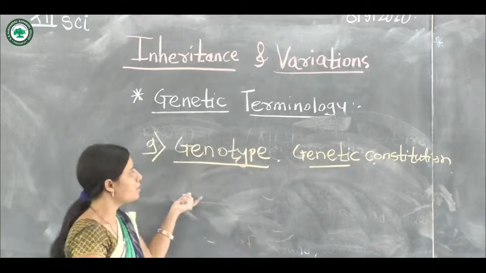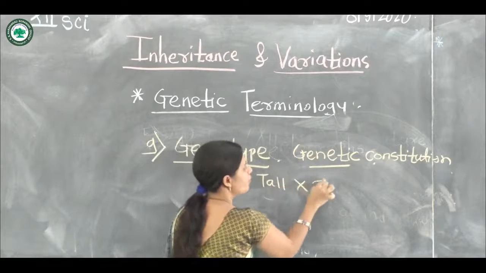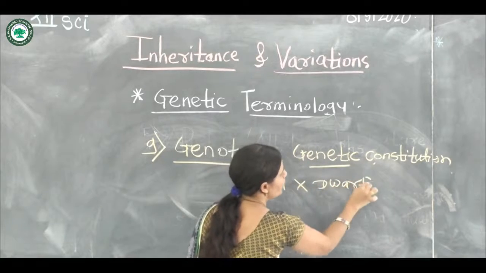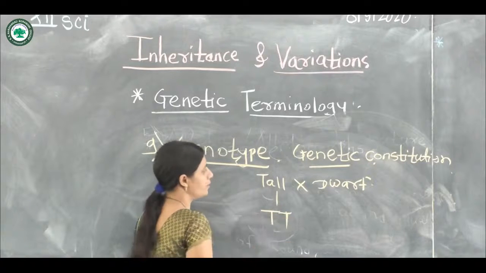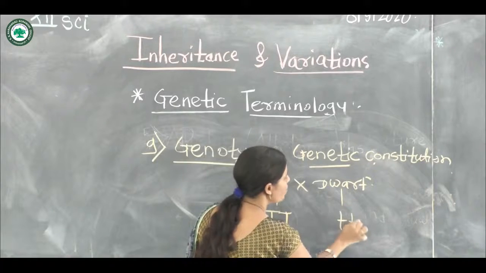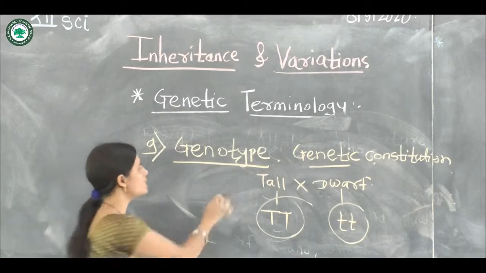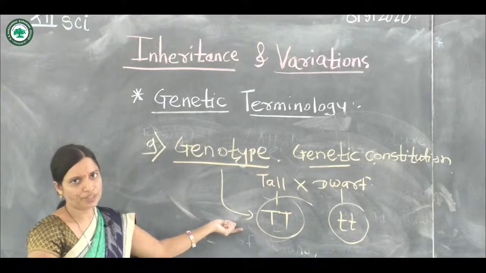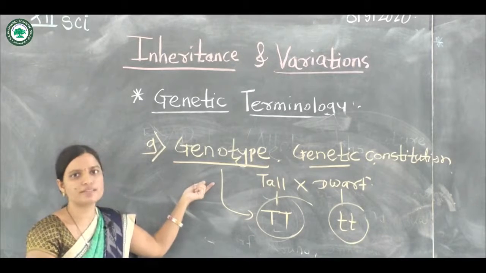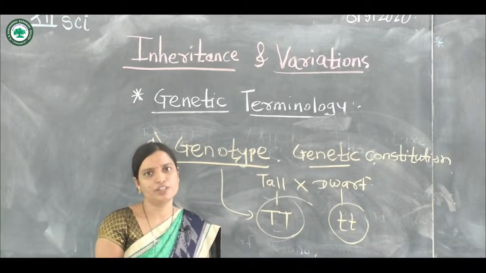For example, tall plant is crossed with dwarf and their genotypes are capital T, small t, small t. These are the genotypes. Genotype means the genetic constitution of an individual. This term is known as the genotypic appearance or genetic makeup of an individual.